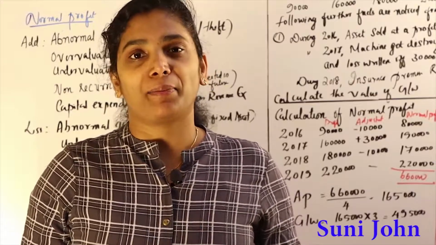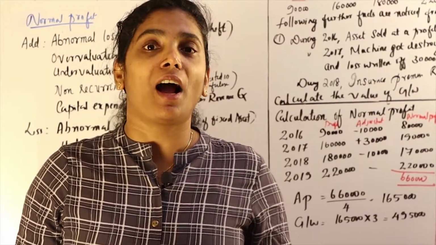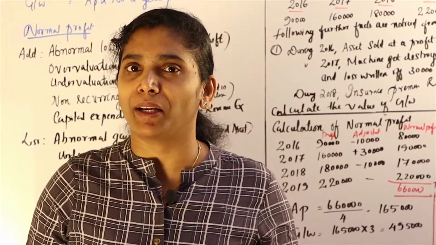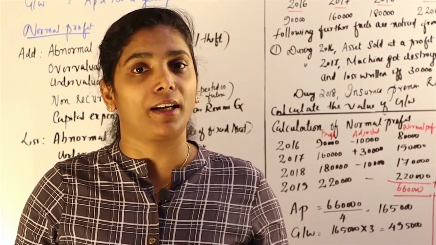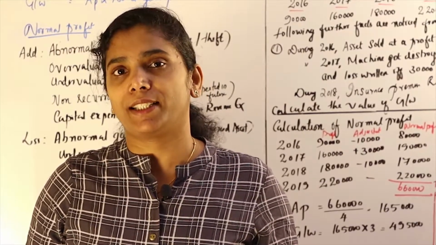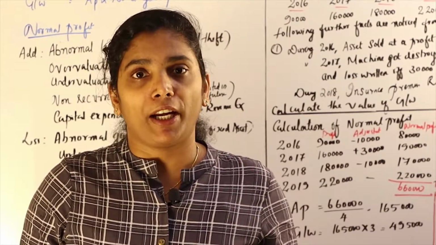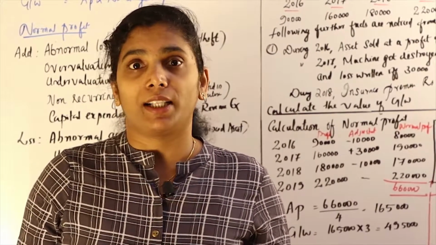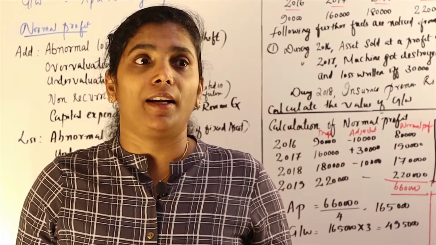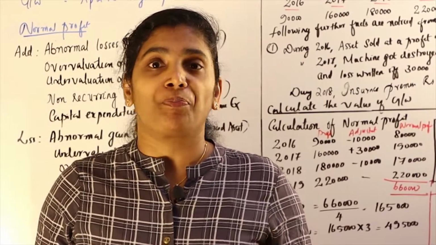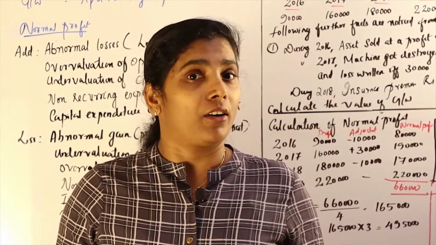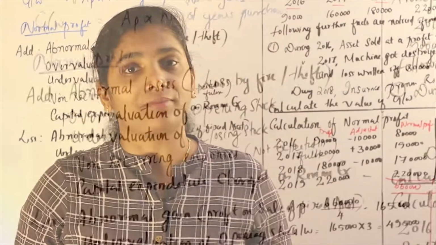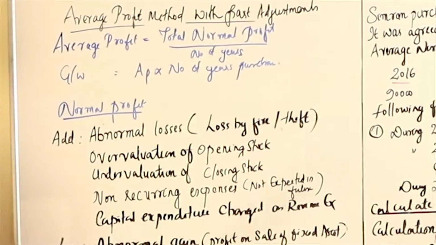Today I am going to explain how to calculate goodwill under the average profit method with past adjustment. In the previous video I explained what goodwill is, how to calculate goodwill, what the classifications of goodwill are, and I did a question also. Hope you all understood very well, or if you want to refer, please watch my previous video. Average profit method with past adjustment.